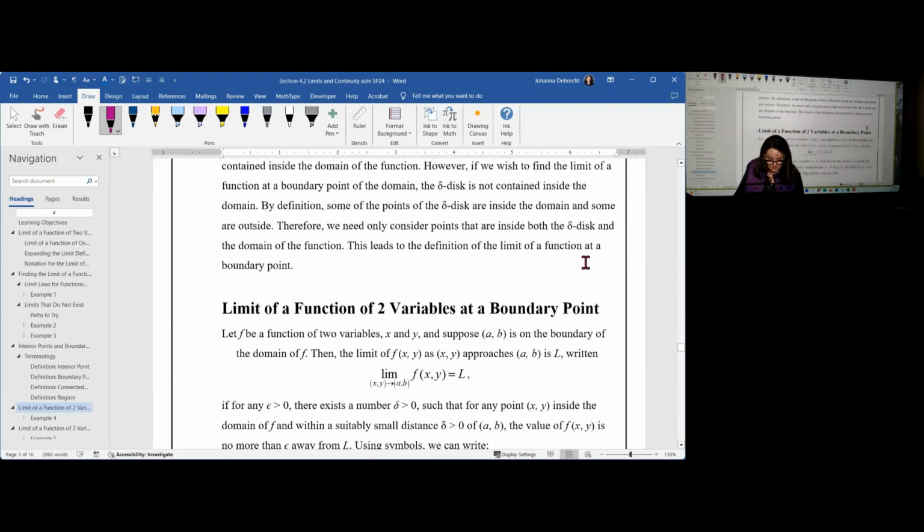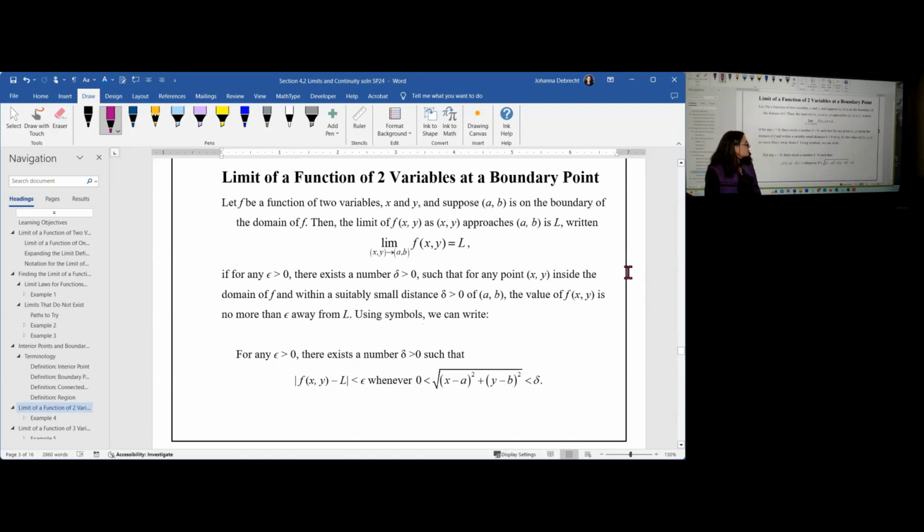Here's the definition for the limit of a function at a boundary point. It's very similar to what we saw for the limit of a function where it was an interior point. Suppose you have a function of two variables, x and y, and suppose that (a, b), the point you want to approach, is on the boundary of the domain. Then the limit of f(x, y) as (x, y) approaches (a, b) is L, and we write it in the normal notation, if for any epsilon greater than 0, there exists a delta greater than 0, such that for any point (x, y) inside the domain of f, and within a suitably small distance inside the delta disk, then the value of the function is no more than epsilon away from L. And in symbols, we write it this way.